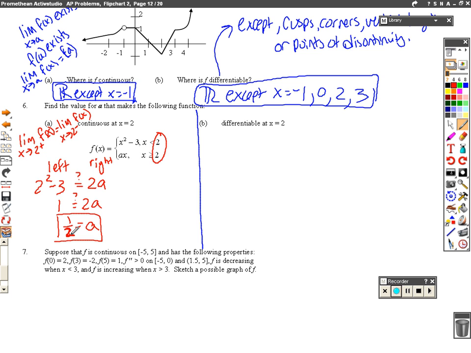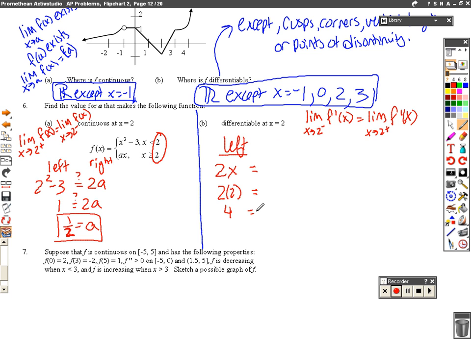Differentiability is really similar, except now with derivatives. We want the limit as x approaches 2 from the left of the derivative to equal the limit as x approaches 2 from the right of the derivative. So the difference here is we have to take a derivative. So let's look at the left over here. The left derivative is the derivative of this, which is 2x, which at 2 is really 2 times 2, or just 4.